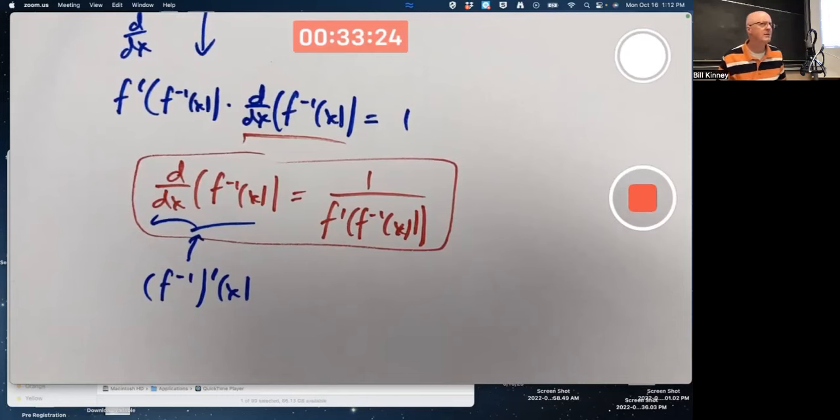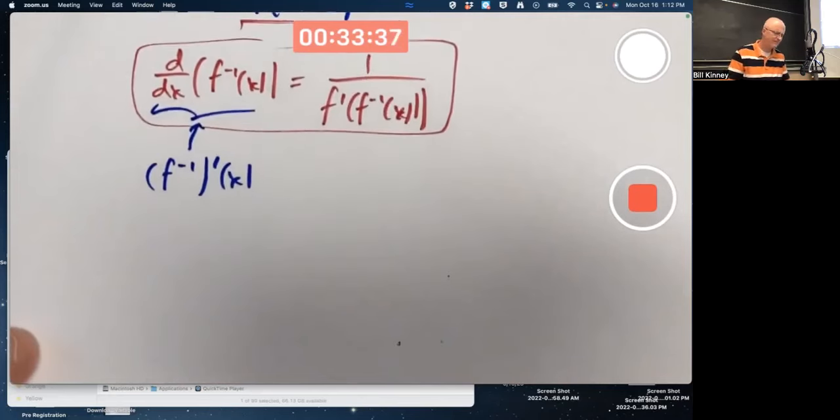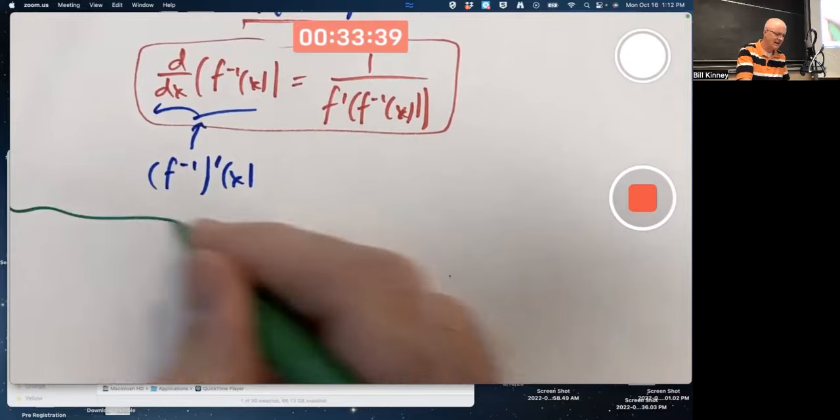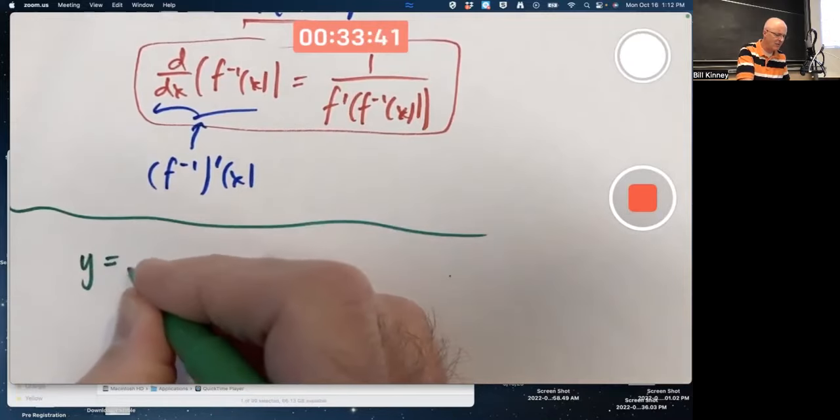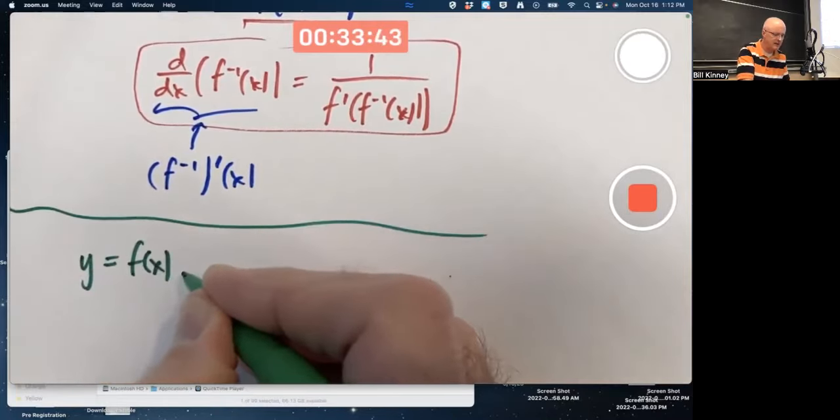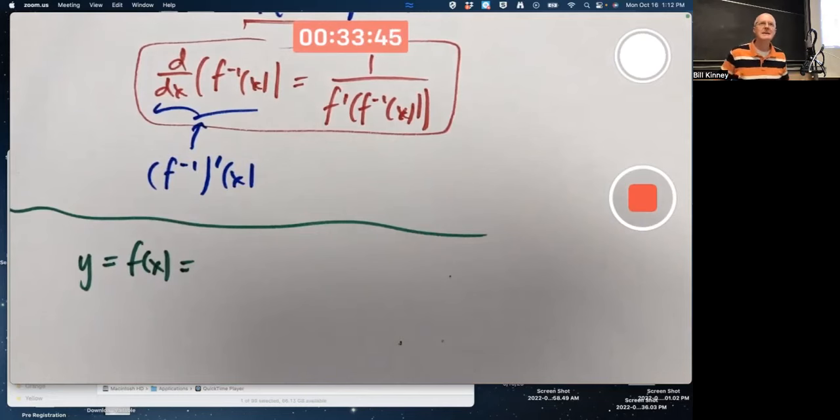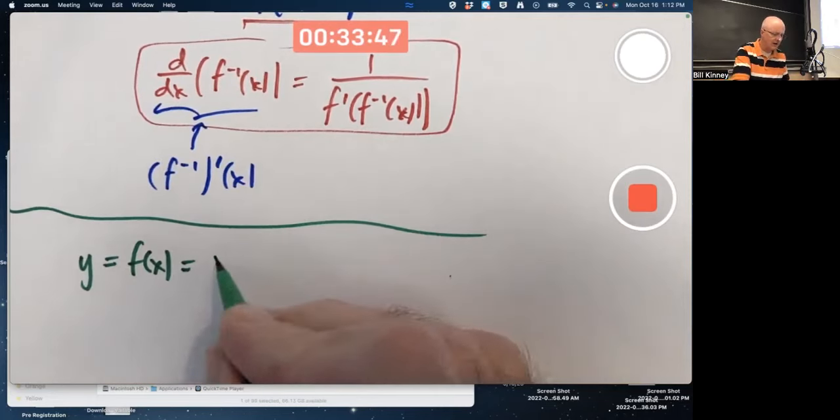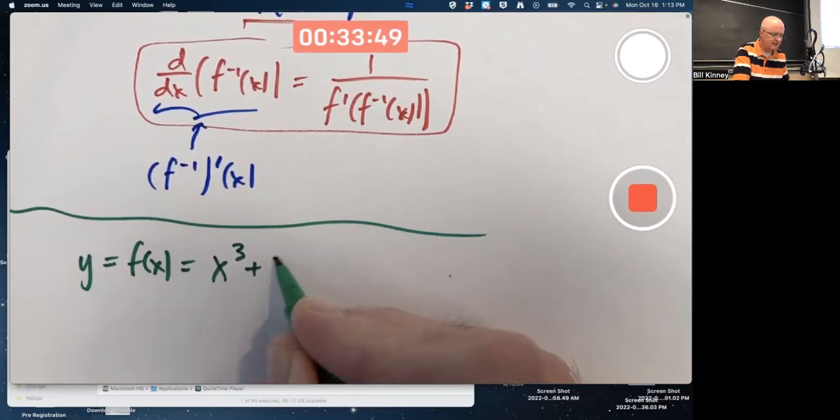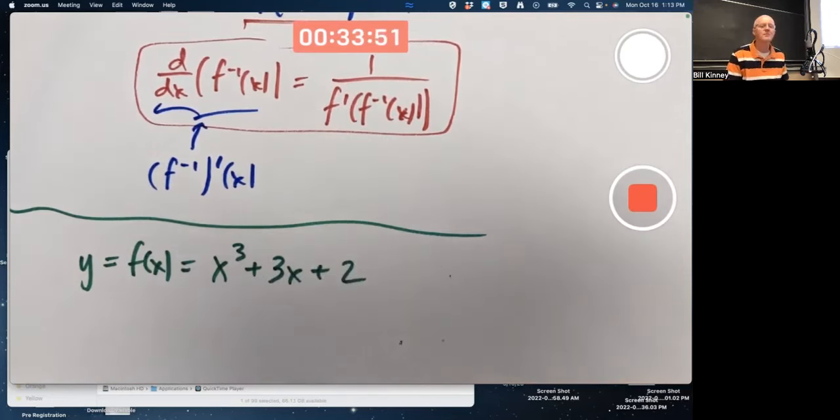Do you ever need the general form? Surprisingly, sometimes yes. Even when you can't find f inverse of x. What's an example of that? Let's say our function y equals f of x is a cubic. Maybe, I don't know, x cubed plus 3x plus 2.